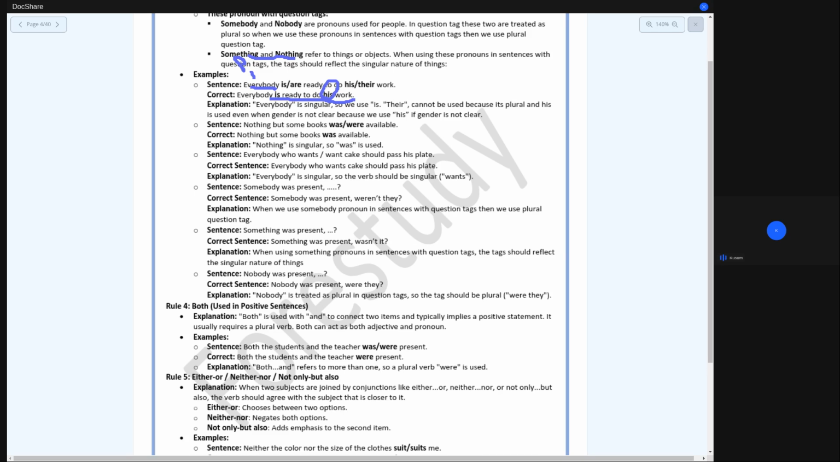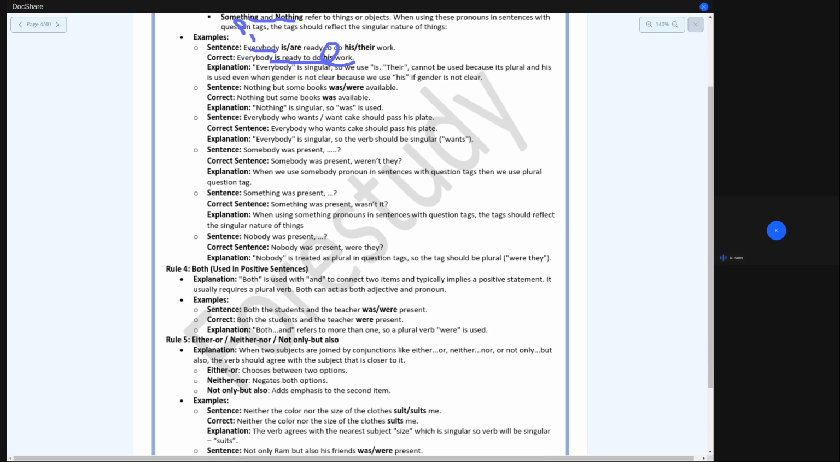Now, there is one thing with a question tag. Can you see here the question tag? For pronouns referring to people like somebody or nobody, even though they take a singular verb in the main sentence, they are treated as plural in the question tag. Look at this: Nobody was present. Were they? Nobody called. Didn't they? Whenever it is a question tag, it will be considered plural.